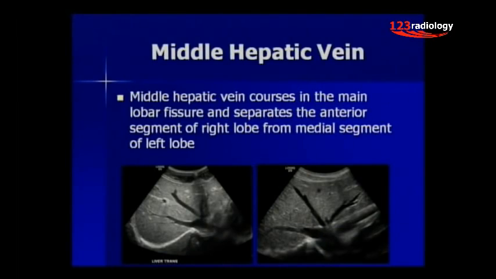And the middle hepatic vein is going to course in the main lobar fissure, also called the interlobar fissure. And this separates the right lobe from the left lobe, and more specifically, the anterior segment of the right lobe from the medial segment of the left lobe.